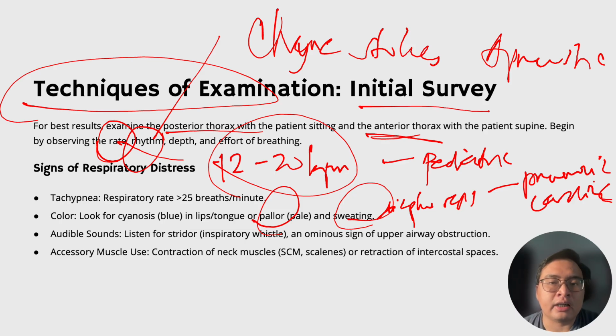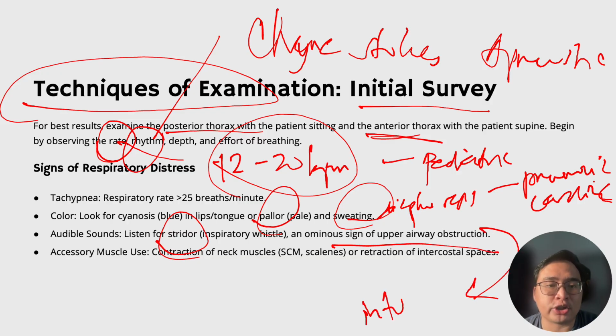Okay. You could also listen for audible sounds, even without your stethoscope, of course. One of the most worrying things you could listen to is the stridor, which is an inspiratory whistle. Stridor is an ominous sign of upper airway obstruction. In other words, you need to intervene. You need to intubate the patient.